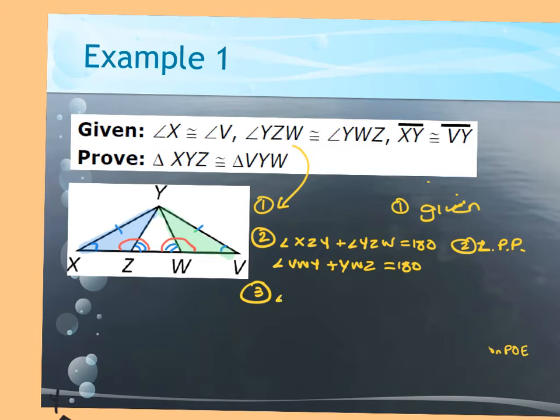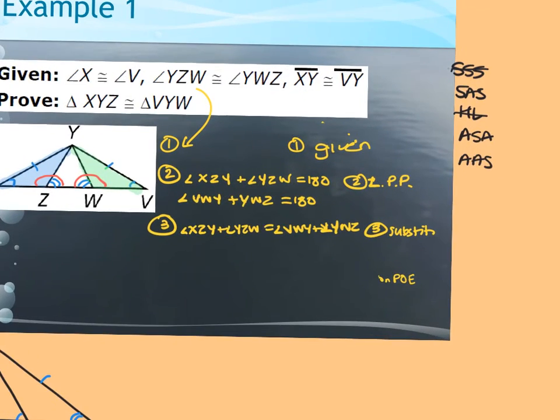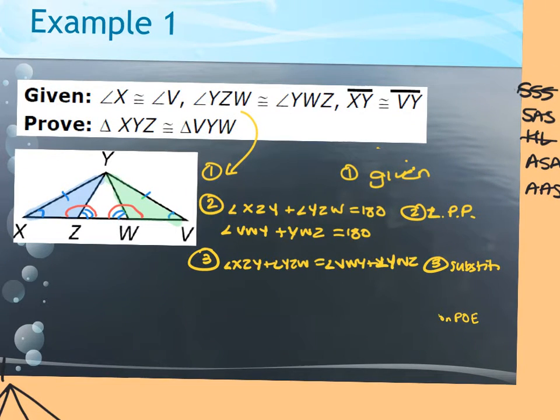And then because they equal 180, they equal each other. That's so sloppy, but you know what that is. That's substitution. And then you subtract the ones that are congruent. This part, this part, and this part are congruent, so we can take it off.